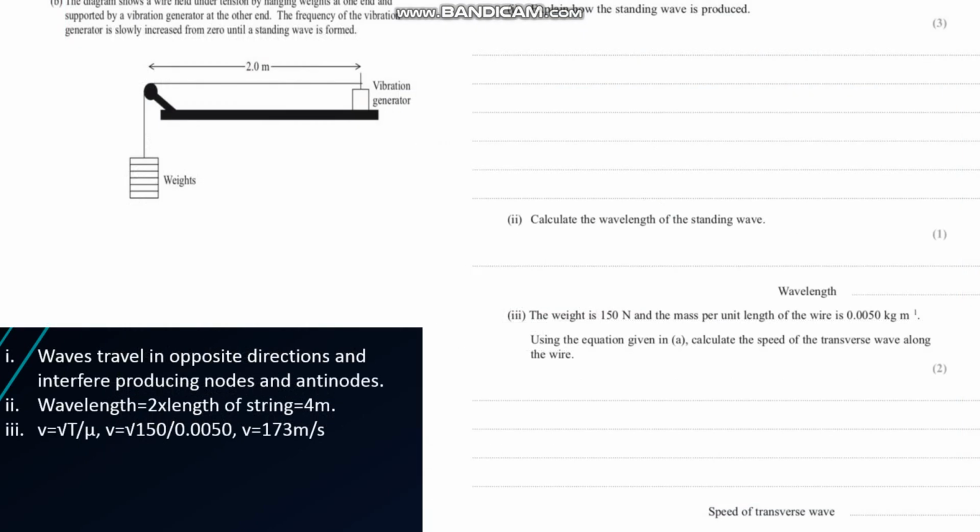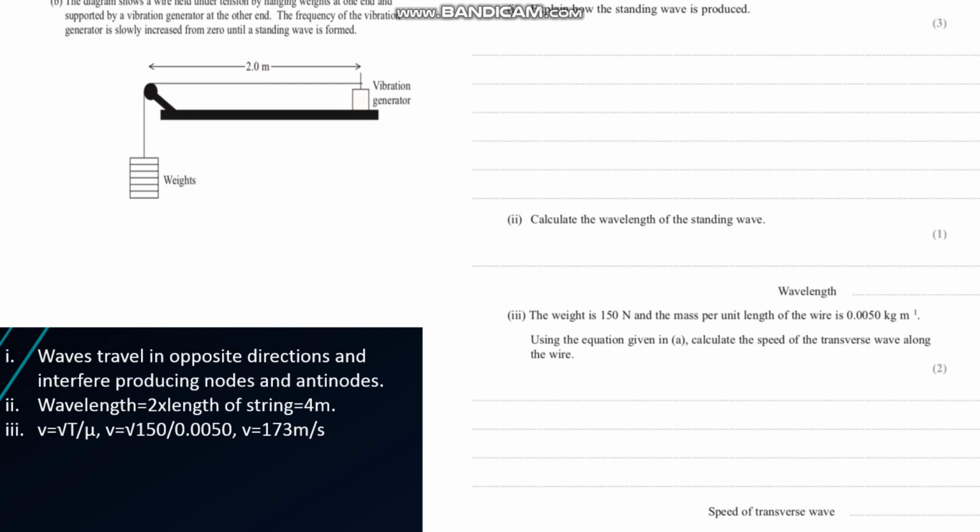Having a look at this following question here, it says that the diagram shows a wire held under tension by hanging weights at one end and supported by a vibration generator at the other end. The frequency of the vibration generator is slowly increased from 0 until a standing wave is formed. Explain how a standing wave is produced. So basically we have waves traveling in opposite directions, they interfere and they produce a series of nodes and antinodes.